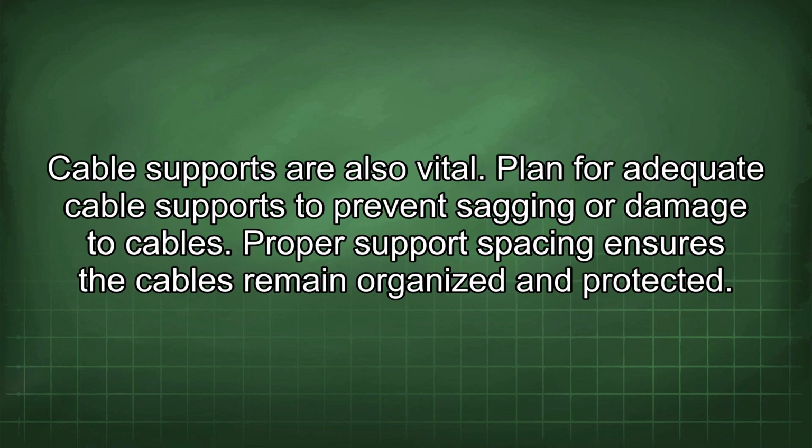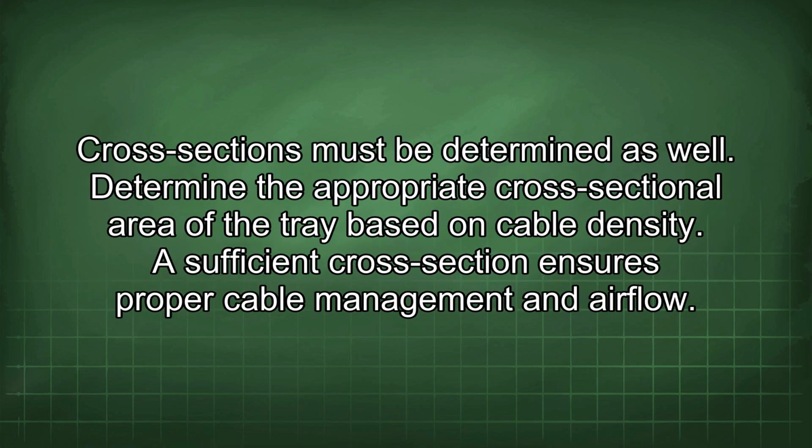Cable supports are also vital. Plan for adequate cable supports to prevent sagging or damage to cables. Proper support spacing ensures the cables remain organized and protected. Cross sections must be determined as well. Determine the appropriate cross-sectional area of the tray based on cable density. A sufficient cross-section ensures proper cable management and airflow.